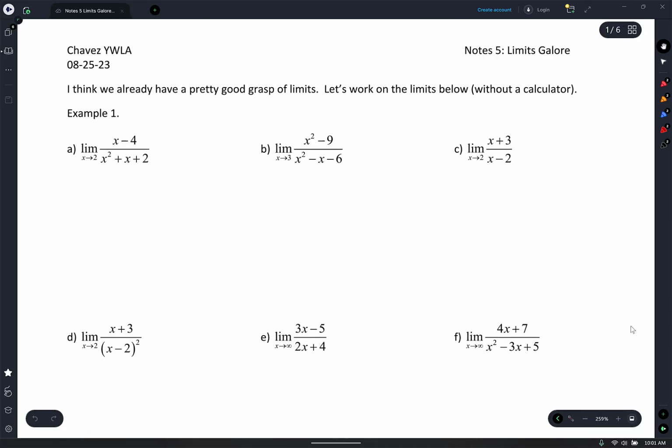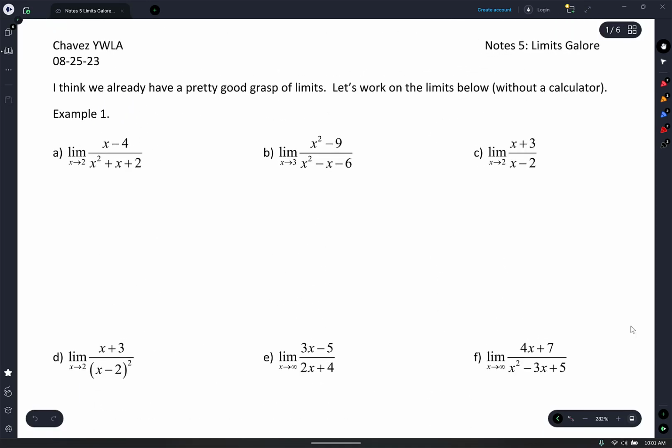Notes 5, limits galore. You guys ready? No. So we've been doing limits these last 2 weeks. So now let's see if we can put all the different types of ways together so we can see if we can knock these out.